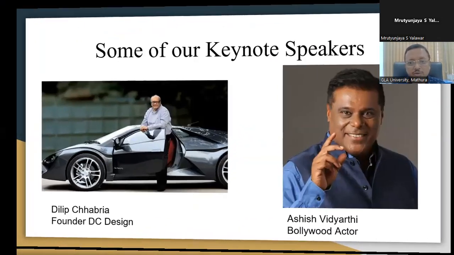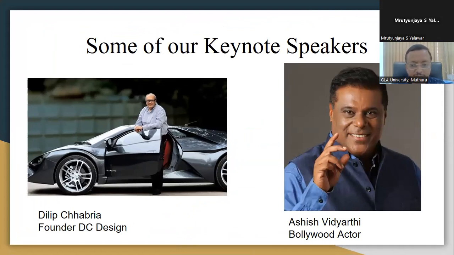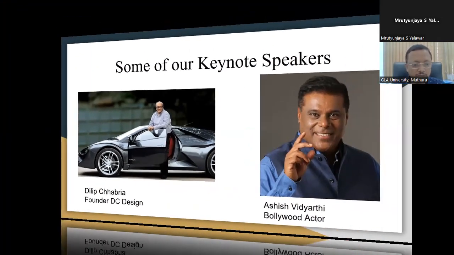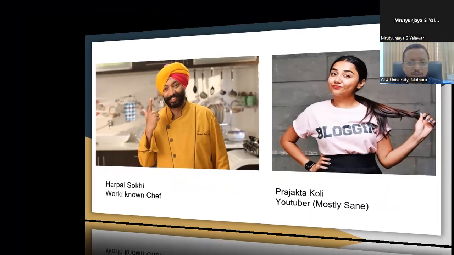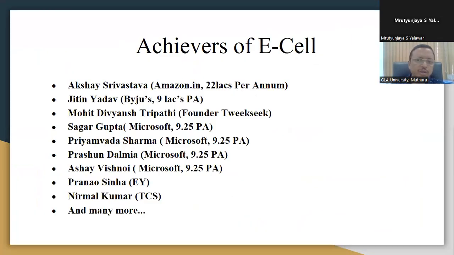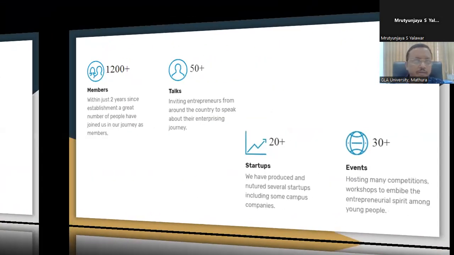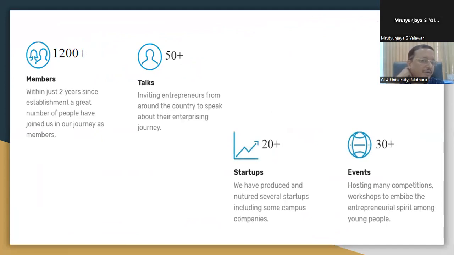Some of the keynote speakers we invited: Dilip Chavade, founder of DC Jain, Ashish Vidyarthi, Bollywood actor, Deepak Gadia, Sunny Kabrawala, and Prajakta Colin. Recently, he worked in some event, I think an Anil Kapoor film. I'm not remembering that film actually. These are the people we invited so that our students understand what they are doing and why they are different. If they listen to this kind of people, they can apply those things in their lives.